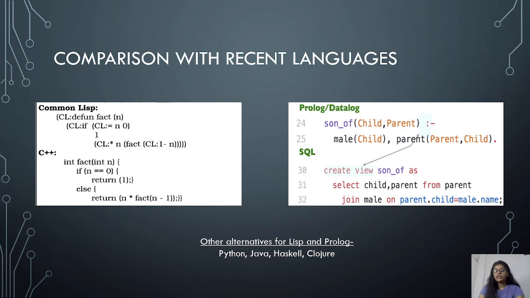On the other hand, we have Datalog, which is a subset of Prolog, compared with SQL as a rule-based language. The code represents creating a new table or view, sonOf, by performing a join on certain attributes of the parent and male tables. As mentioned, the other alternatives include Python, Java, Haskell, and Clojure.